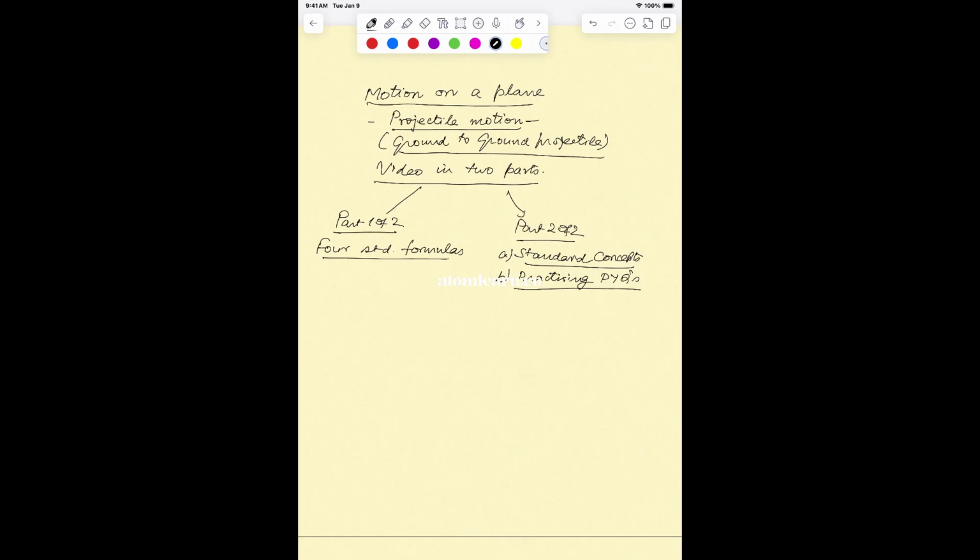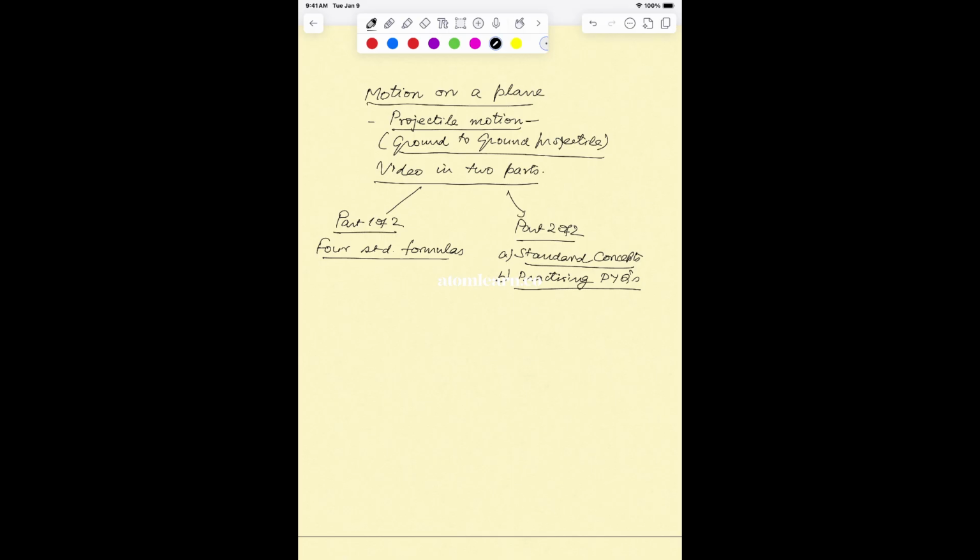Therefore, it will be a basic. Now, this video is a basic. This part is the basic fundamentals of the ground projectile. And as I said, after finishing it, you please continue with the part 2 of 2 video, which is a separate video. There we will be covering the standard concepts which are involved in the ground to ground projectile, and also how to apply the formulas as well as the concept for solving problems.